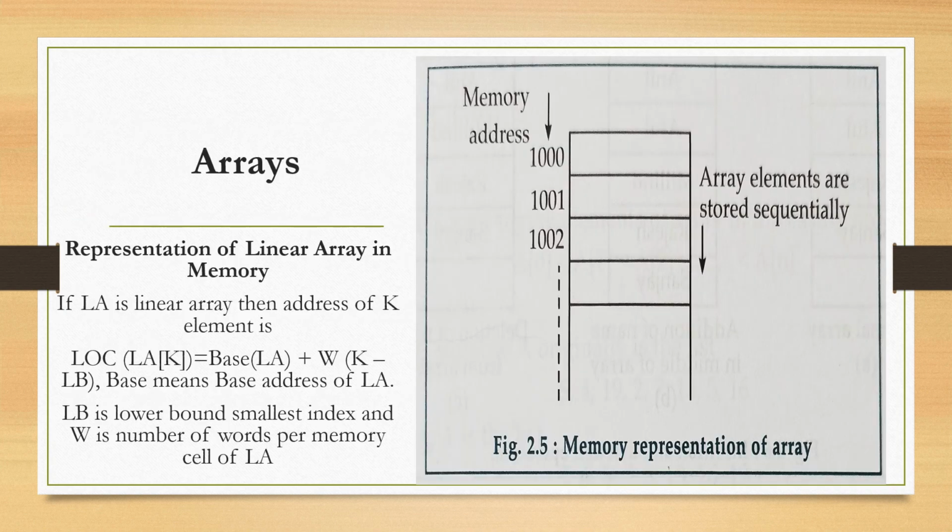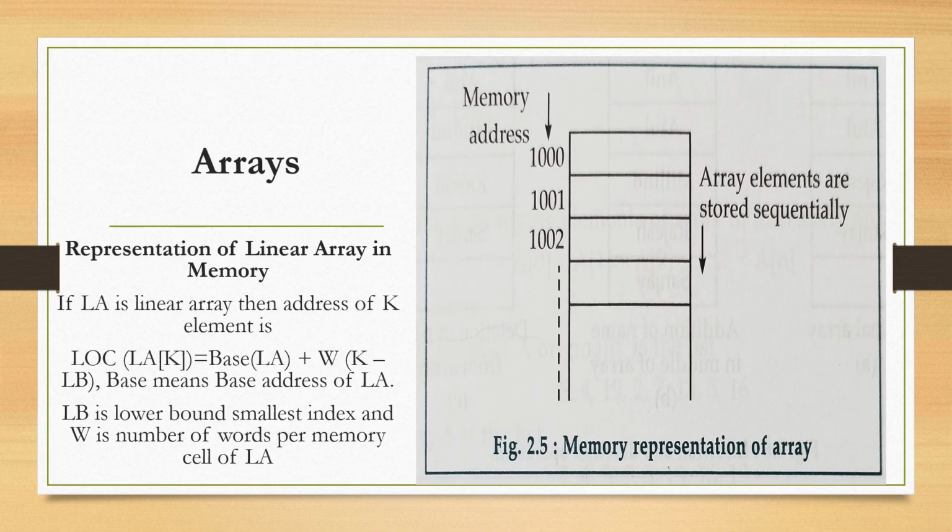Now how does it look in memory? Let us see the representation of a linear array in memory. LA is always referred to as a linear array. So if LA is a linear array, then the address of the kth element is the location of the kth element of the linear array, which is nothing but base of LA.